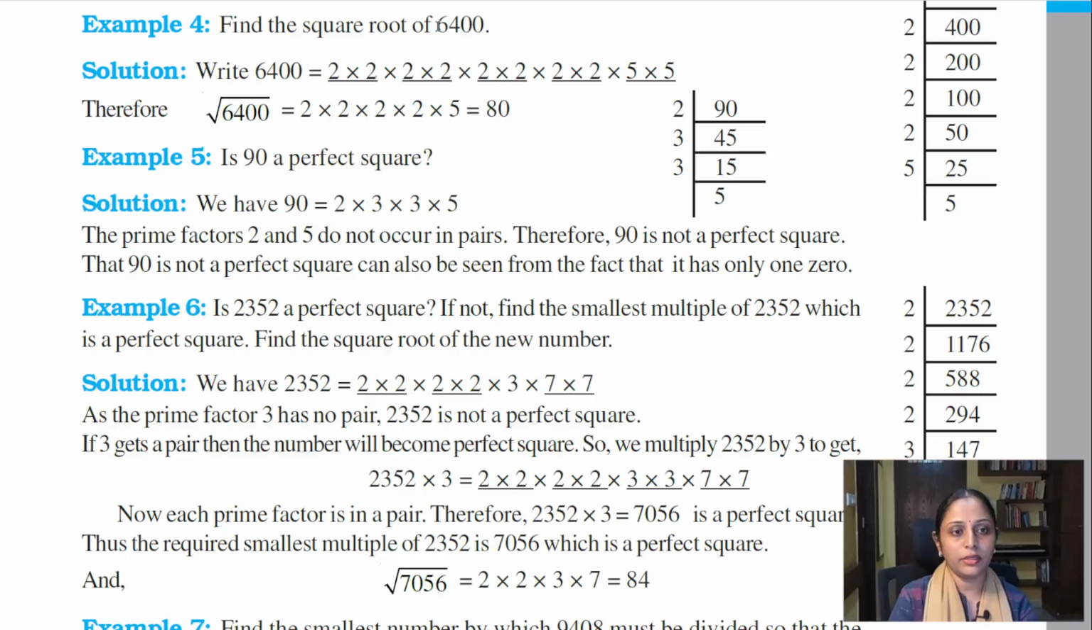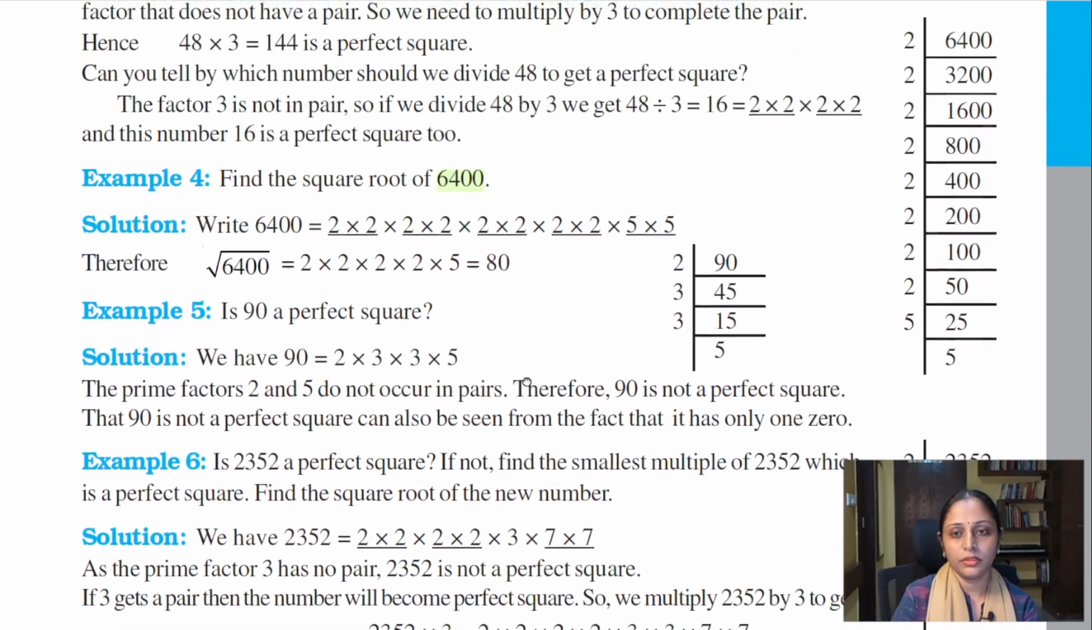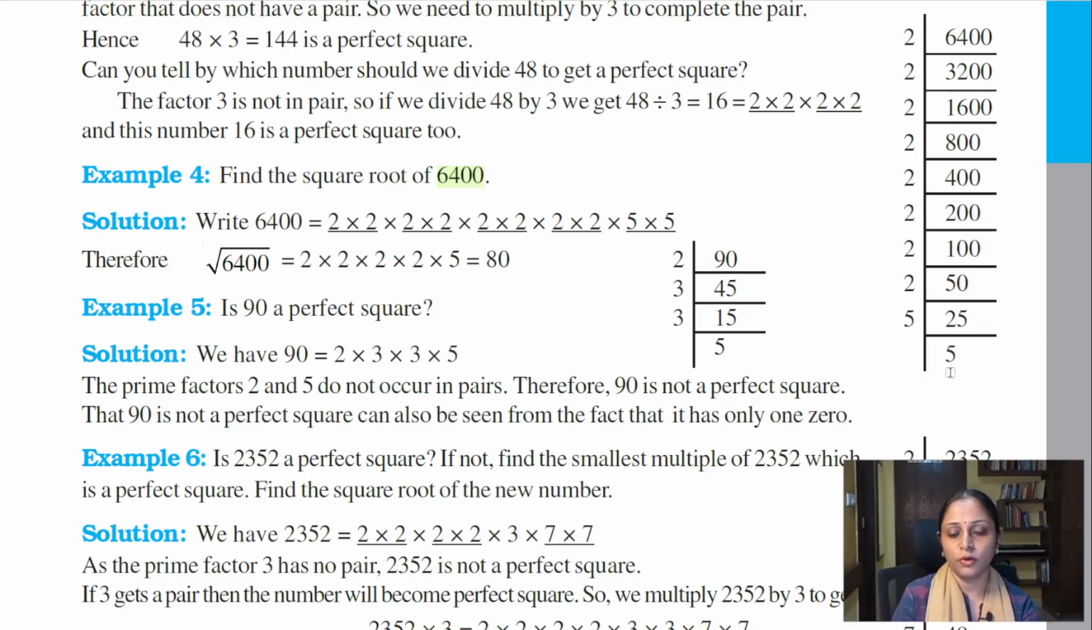Here they have given 6,400 and they're asking us to find the square root of that. You can see that they have done prime factorization here, and you're going to find the square root. Next, see the prime factorization for 6,400. They have done it and they have found the square root by pairing the prime factors.